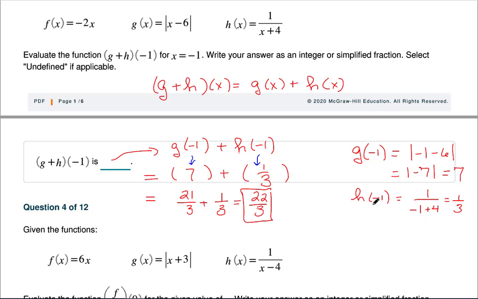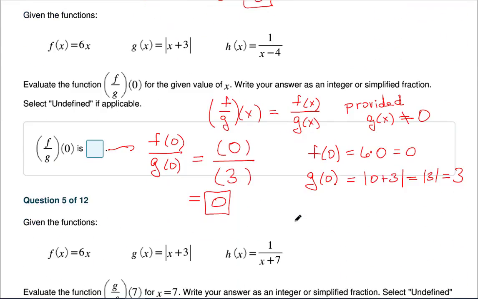And h of minus 1. Well, here's h up here. So 1 over minus 1 plus 4, and I get 1/3. So we have 7 plus a third, or 7 and a third. So to get a common denominator, you multiply 7 top and bottom by 3 over 3. I get 21 over 3 plus 1 over 3 to give me 22 over 3.